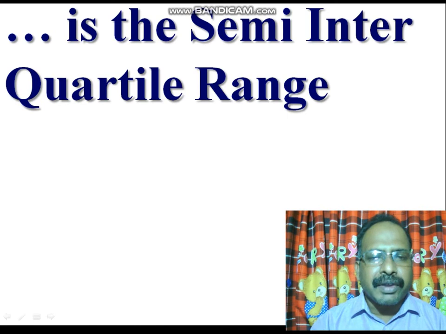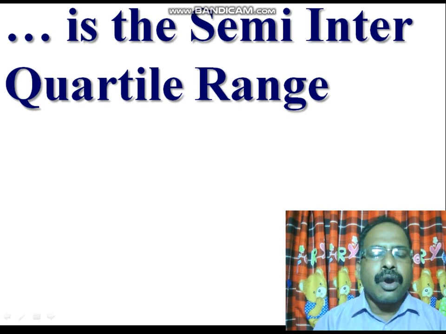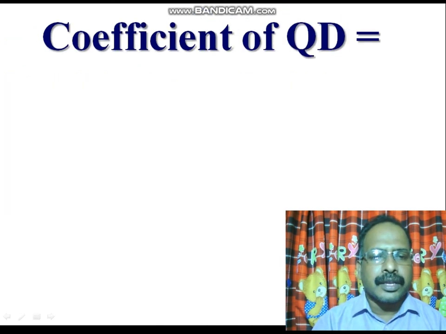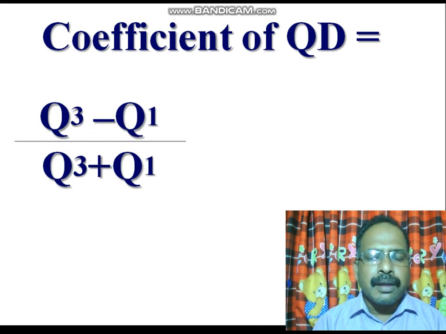It is otherwise known as the semi-interquartile range. As said earlier, the quartile deviation is half of the interquartile range. That is why it is known as the semi-interquartile range. And the coefficient of quartile deviation is equal to Q3 minus Q1 all divided by Q3 plus Q1. This is the quartile deviation.